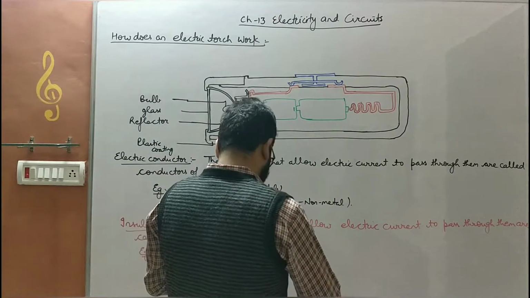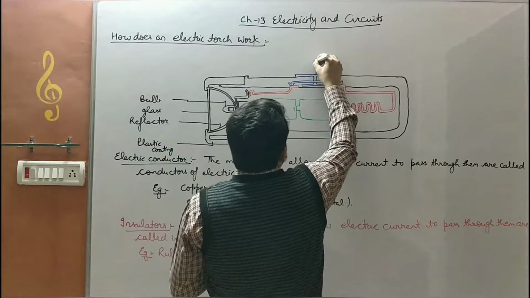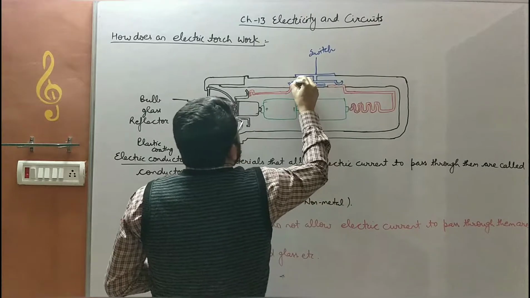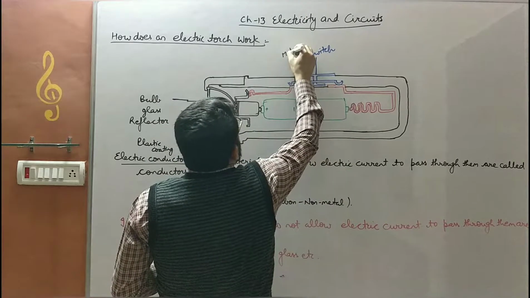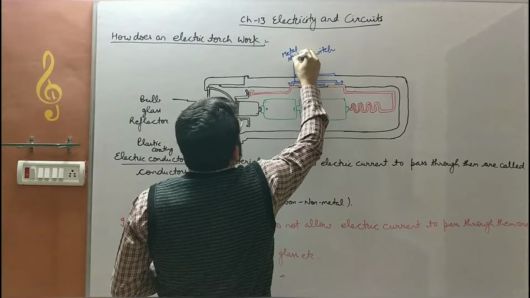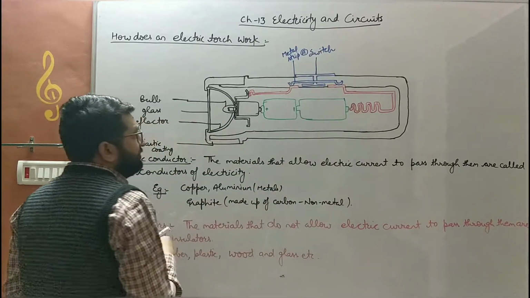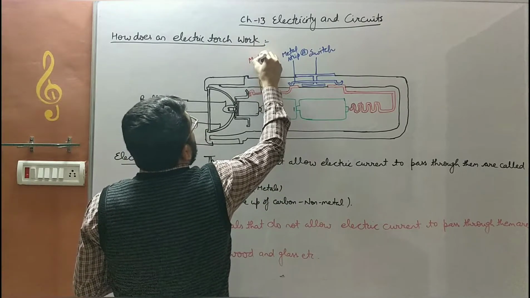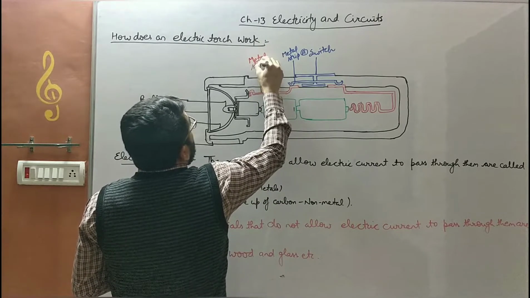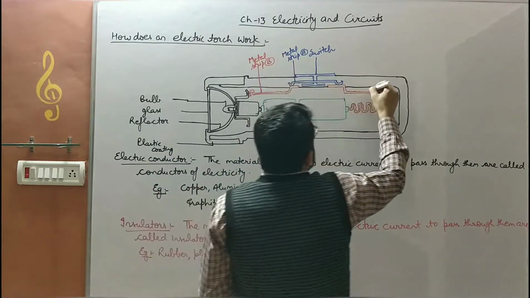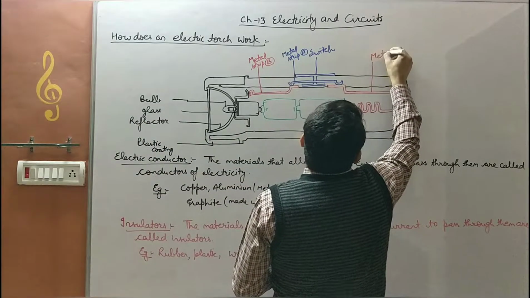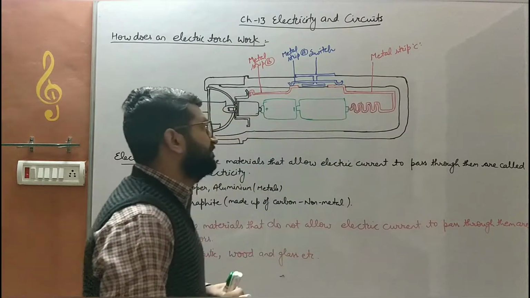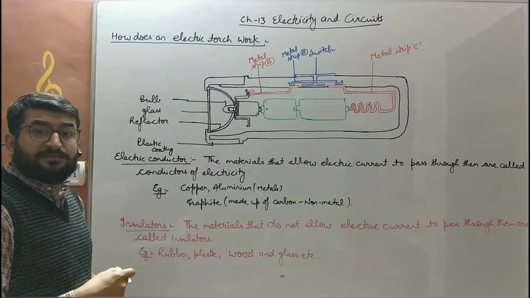Then there is a switch, a movable switch. Then there are three metallic strips. Metal strip A, metal strip B, and this one is metal strip C.